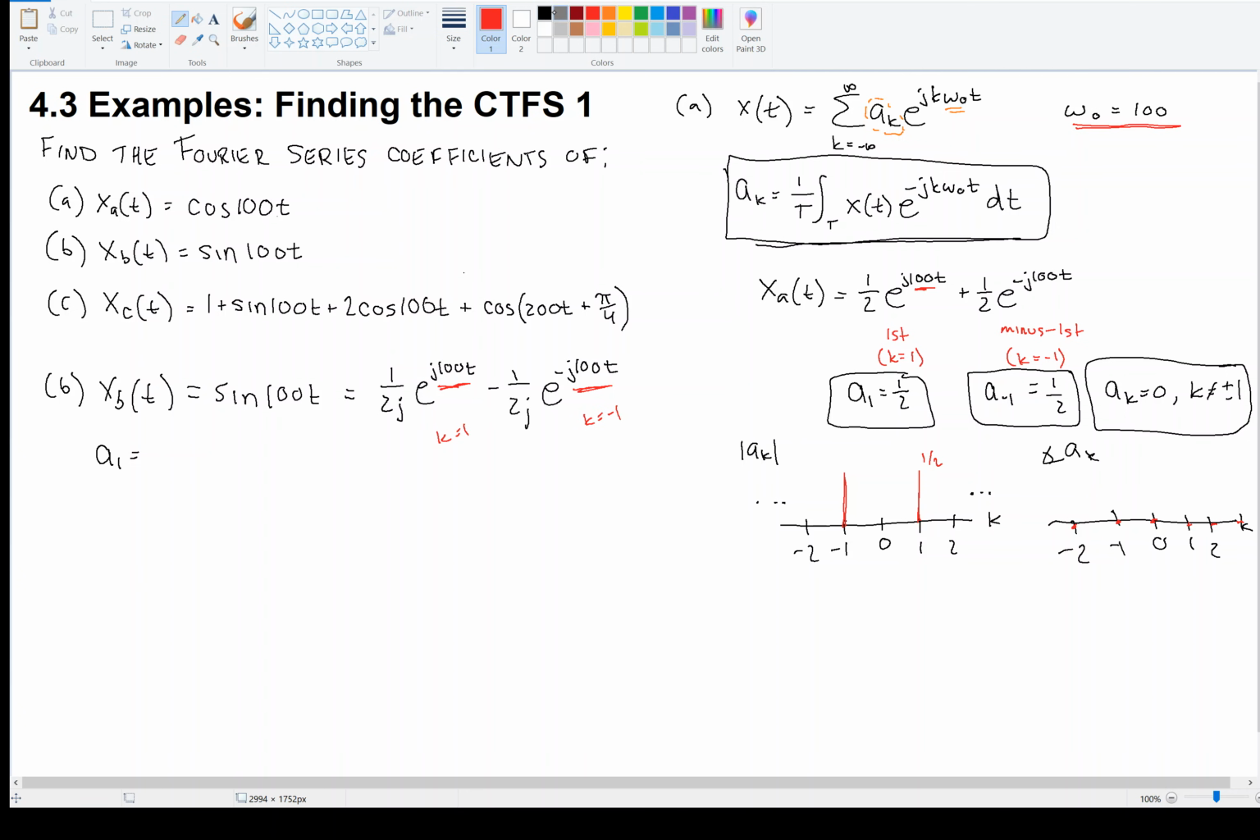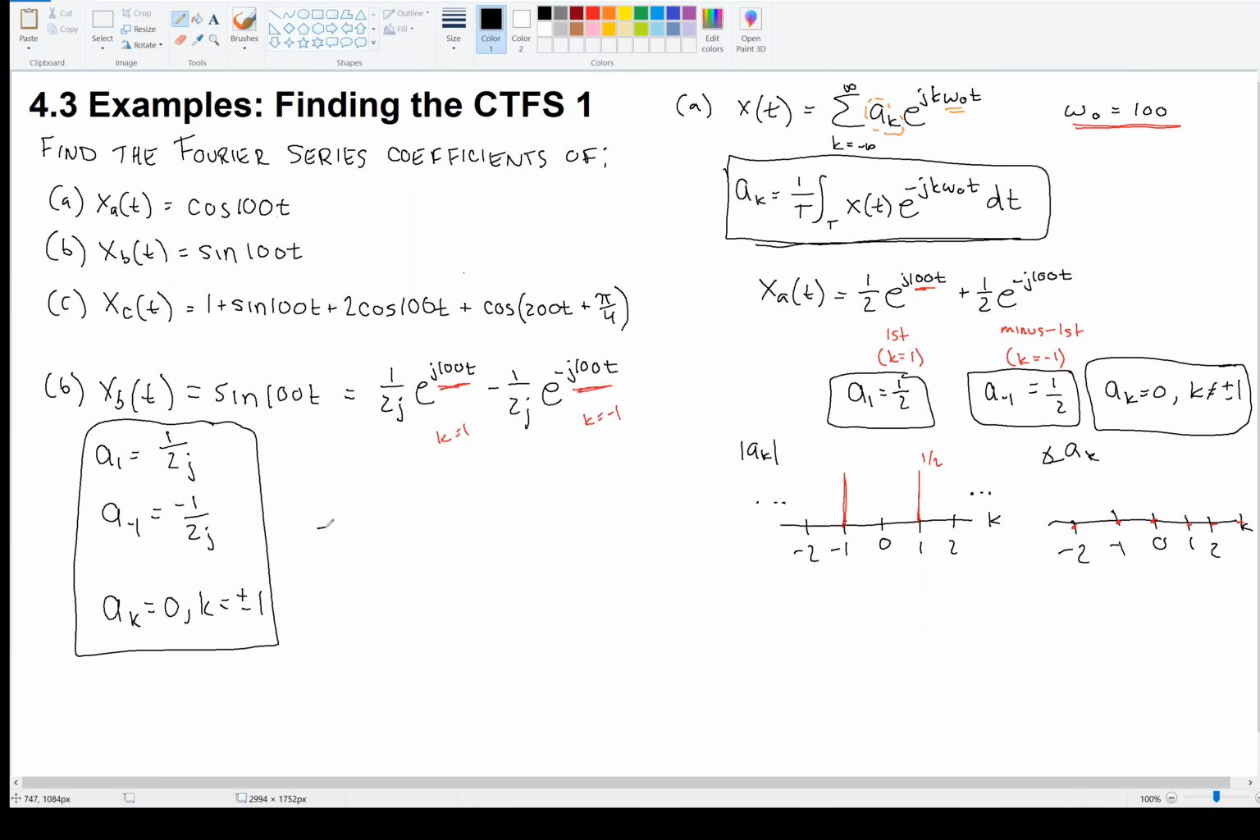So now, by inspection, the thing that's multiplying the first harmonic is 1 over 2j. Okay, so that's A1. The thing that's multiplying the minus first harmonic is minus 1 over 2j. And there are no other non-zero Fourier series coefficients. So altogether, that specifies the Fourier series coefficients for the sine wave.